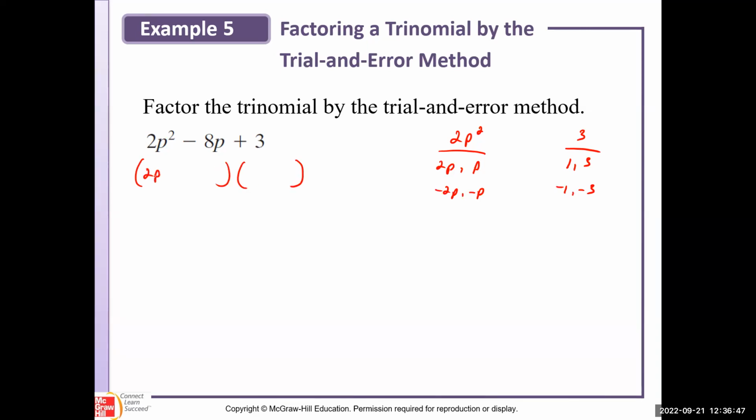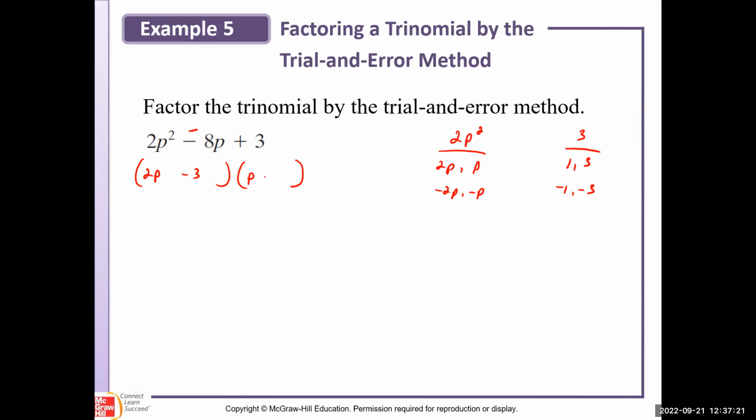And so I'm going to have my 2p and p. Since this is negative, I'm going to try the negative ones. So I'm going to try -1 and I'm going to try the -3. And so I have 2p times p, which is my 2p squared. 2p times -3 is -6p. That's a -p, and then that's a +3. So you can see that this one's going to give me -7p, which is not what I need. And so I'm going to go back.